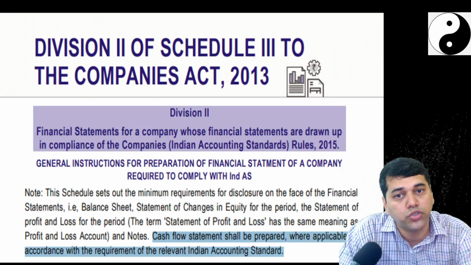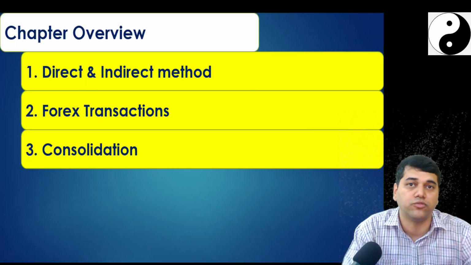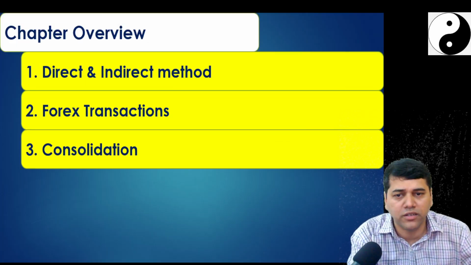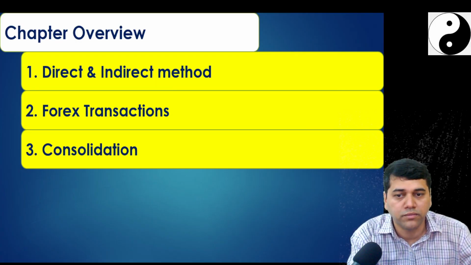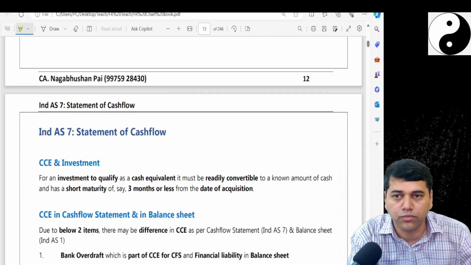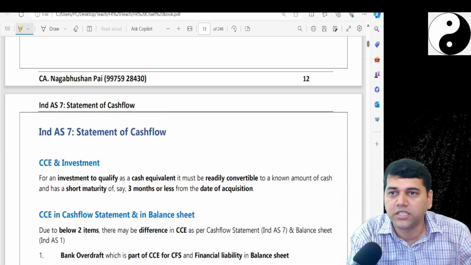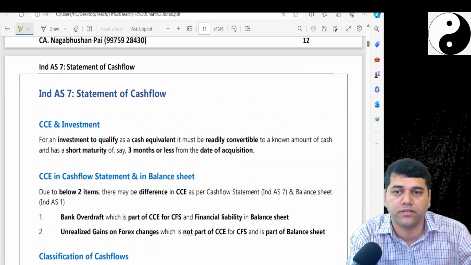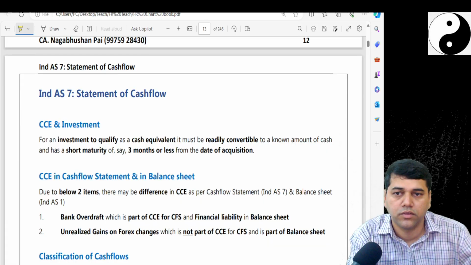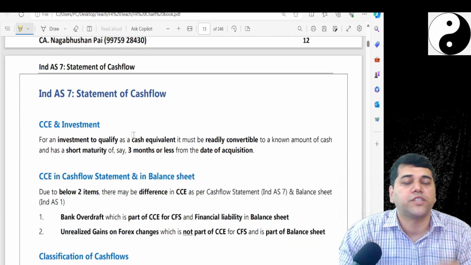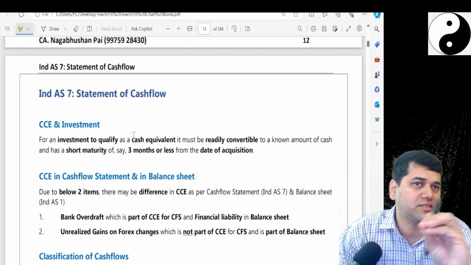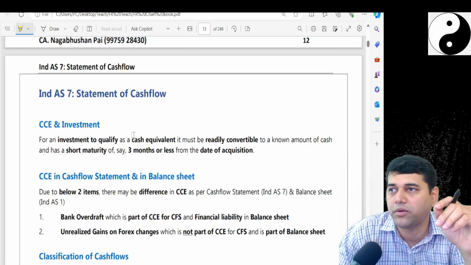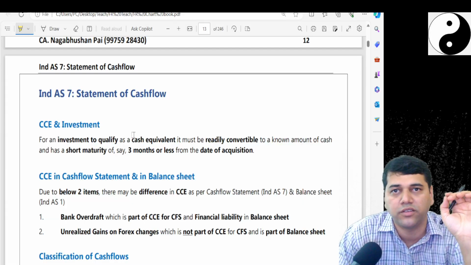Division 2, Schedule 3 also says you have to maintain the cash flow. So again we'll quickly see. I'm not going to tell you something new here, I'm just recapping what you know. For the cash flow statement, I'll just start with the theory aspects. First, only the crux I will discuss, then we'll straight away solve the problem. And whenever theory questions are there, we'll discuss the theory question.